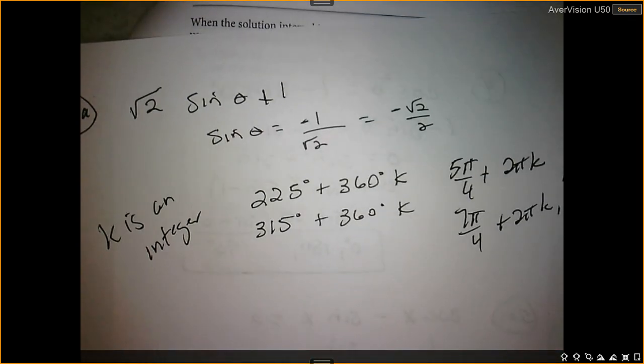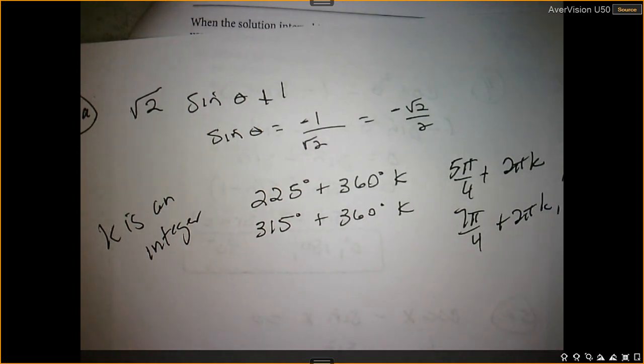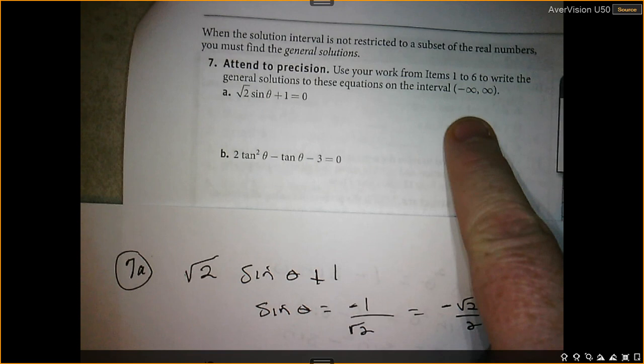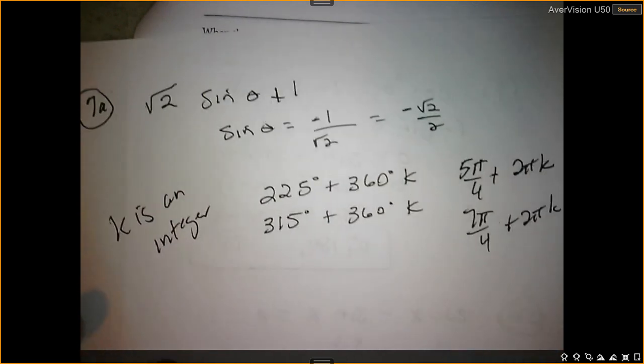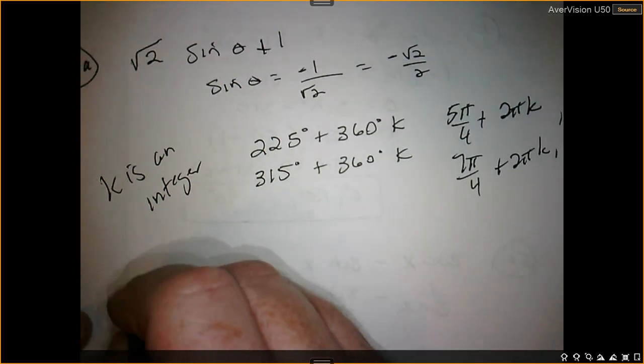Okay, so this is in degree mode, this is in radian mode, and the homework doesn't say, it just says between negative infinity and infinity. So now the interval is between negative infinity to infinity, which means it's everything that can exist. That's why we use the general solution.